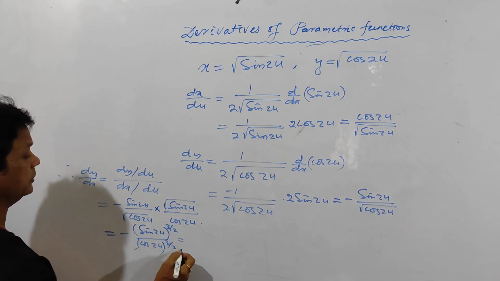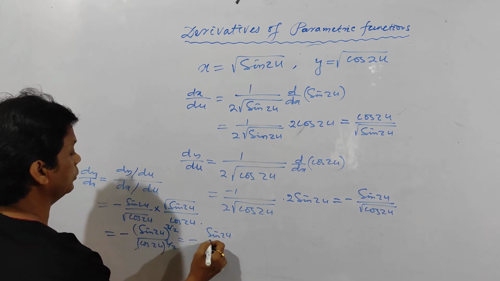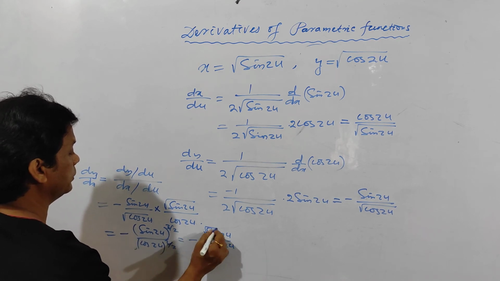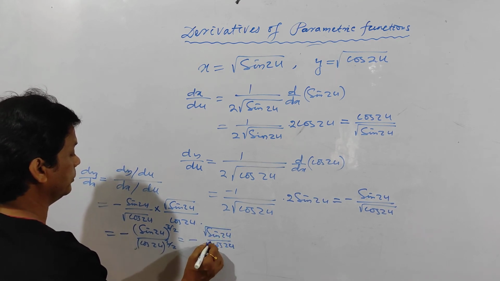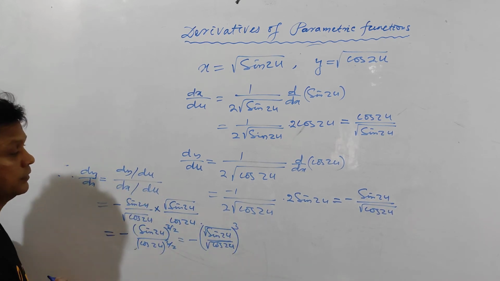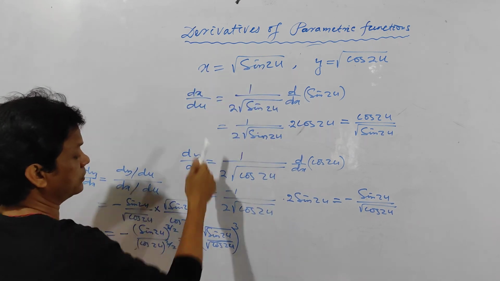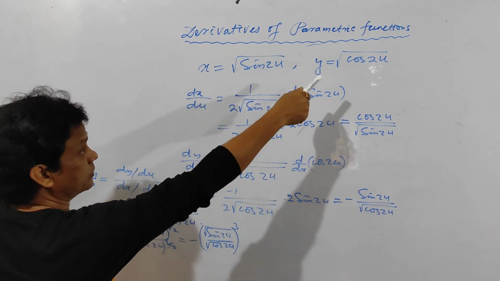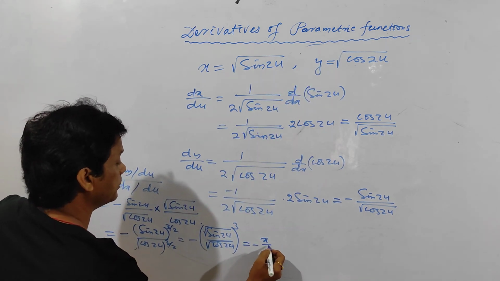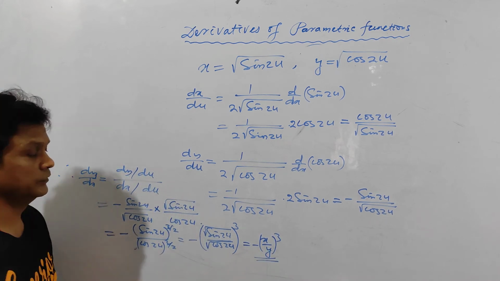So how to write it? I can write it as minus sin 2u by cos 2u, root over of this one, whole cube. I can write like this. And see here, root over of sin 2u is x, so this quantity is x, and root over of cos 2u is y. So I can write minus x by y whole cube. So this is the answer. Clear?